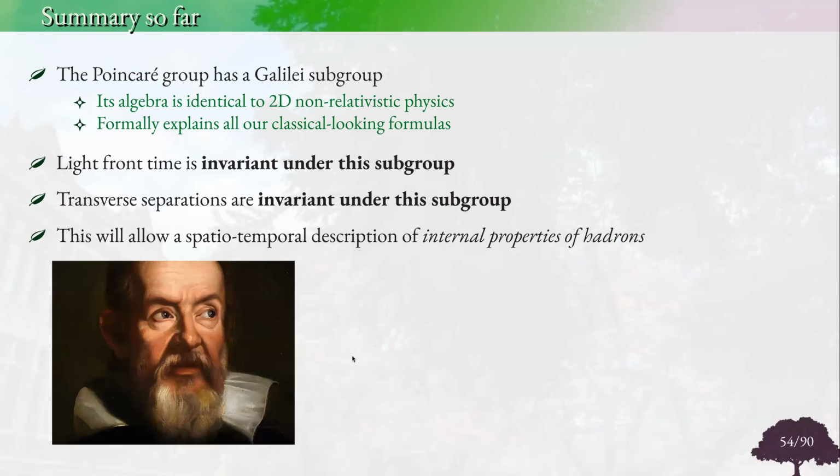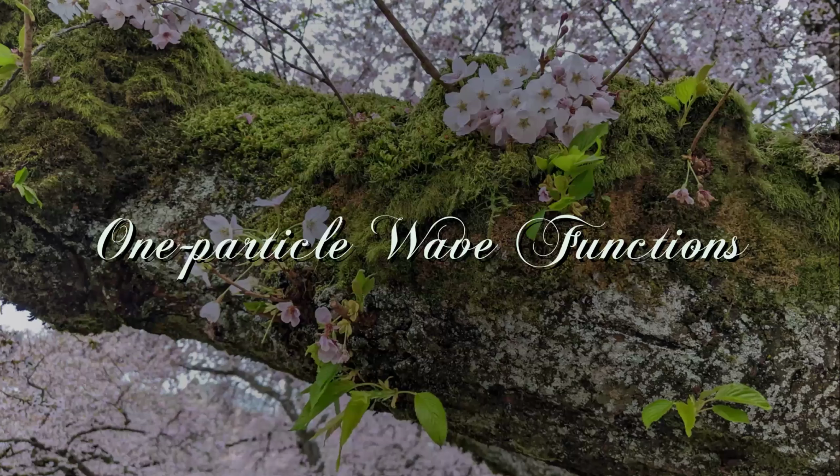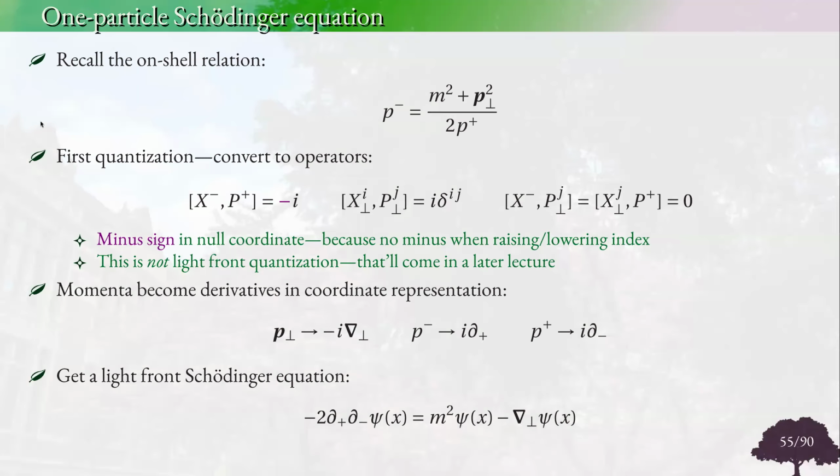So with that summary out of the way, I will now start on one particle quantum mechanics on the light front. So the starting point is we recall this on-shell energy momentum dispersion relation. The energy is equal to mass squared plus transverse momentum squared divided by 2 times P plus.